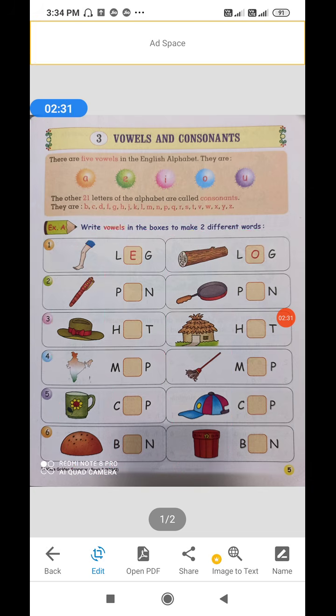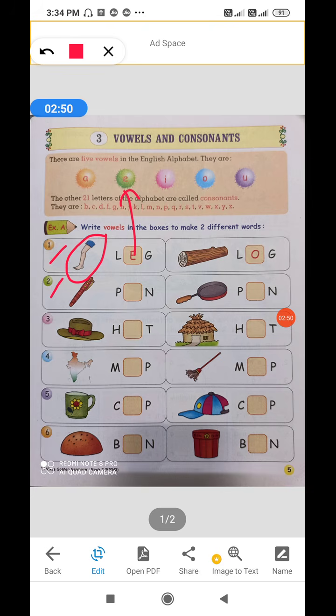Okay, so we will start from the first one. What is this? From the picture only you can assume. What is this? Leg. What is the spelling of leg? L-E-G. Again, E is a vowel word. Okay, see, look here. E is a vowel word.